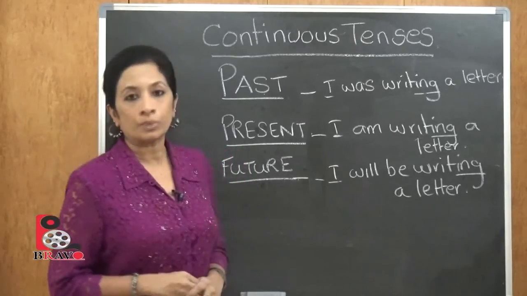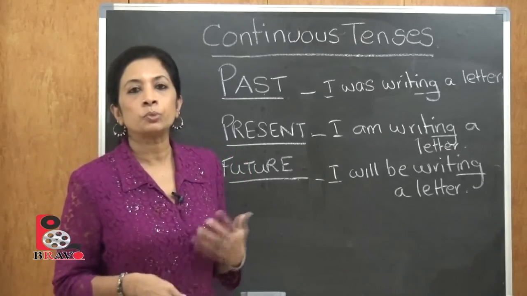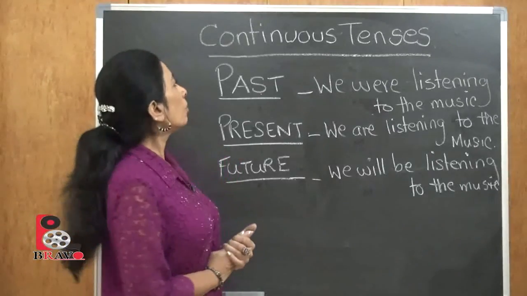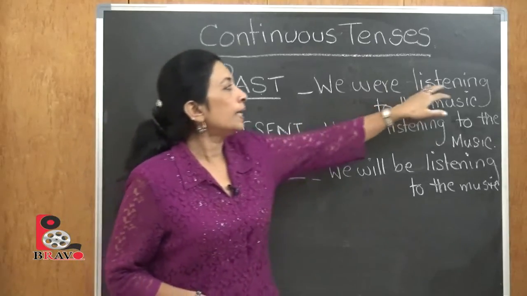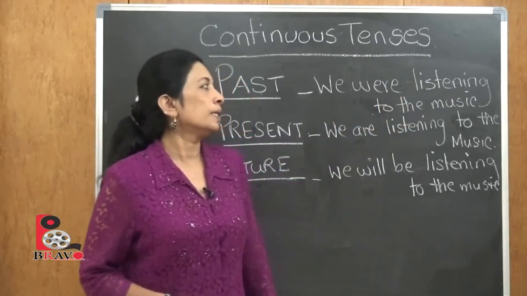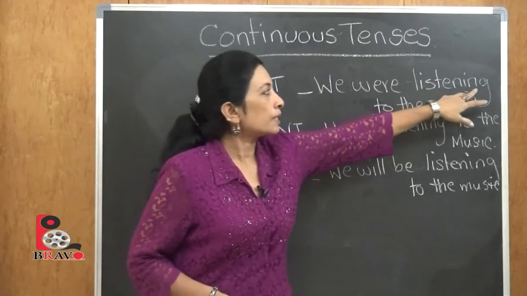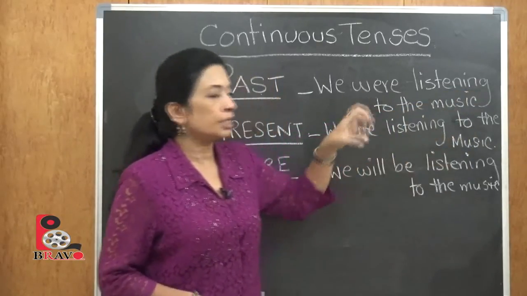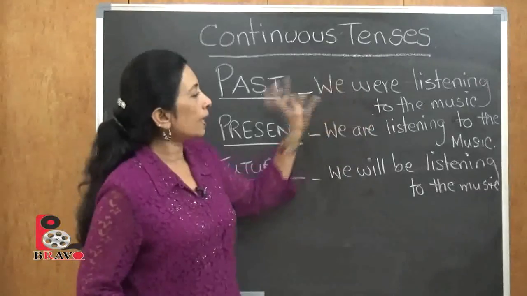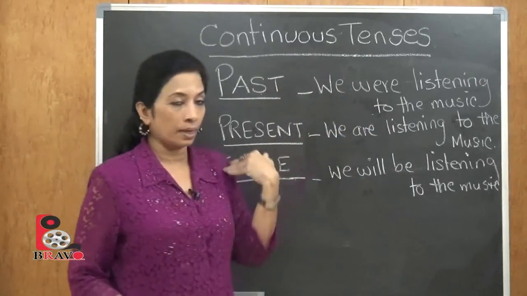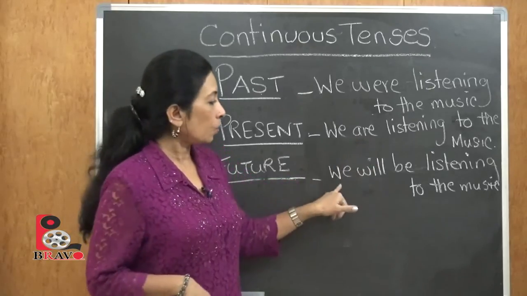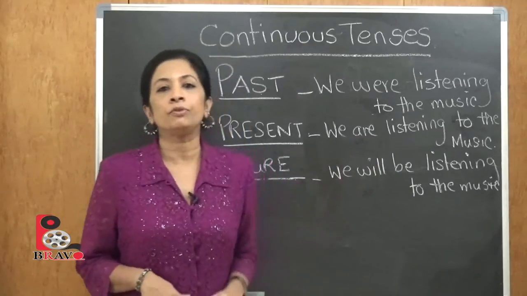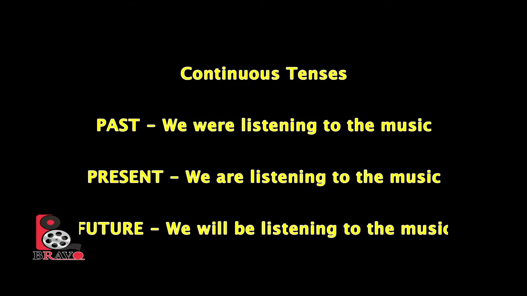So here you can see adding ing gives you that continuous tense. Now let's look at a couple more examples for you to be able to understand what I'm talking about. Second set of examples for continuous tense. We were listening to the music. Now you can see the ing is coming. So when it comes to continuous tense, you'll see how the verb changes. We were, because it's past. We are is present. We will be is the future. And so here, we are listening to the music.